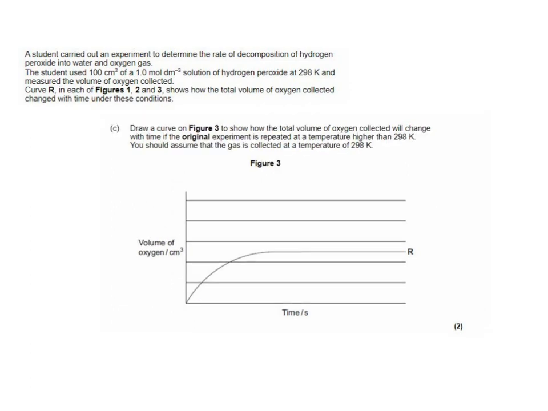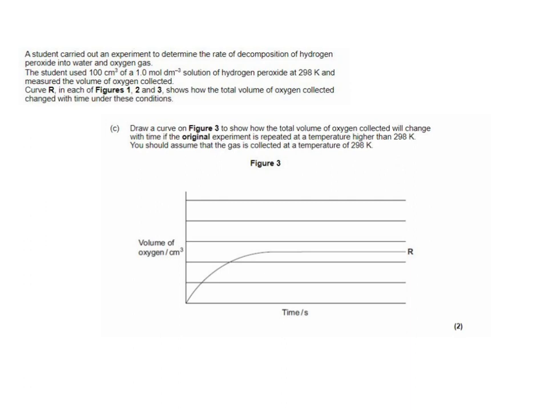So again, a similar question, figure 3, and this is all from the same question in A-level. You see each of these graphs have been worth 2 marks. It's a lot of marks available for this. So draw a curve on figure 3 to show how the total volume of oxygen collected will change with time if the original experiment is repeated at a temperature higher than 298 Kelvin. You should assume that the gas is collected at the temperature of 298 Kelvin, okay?